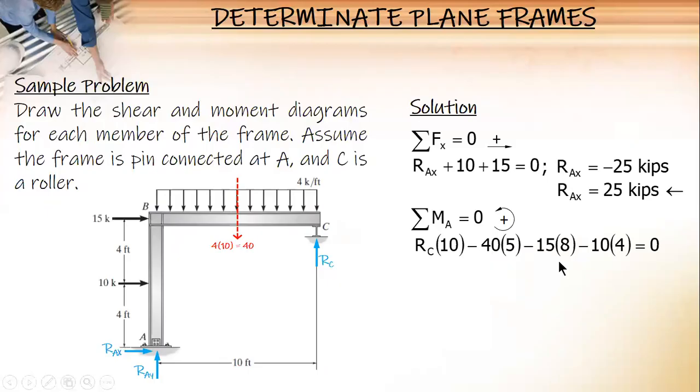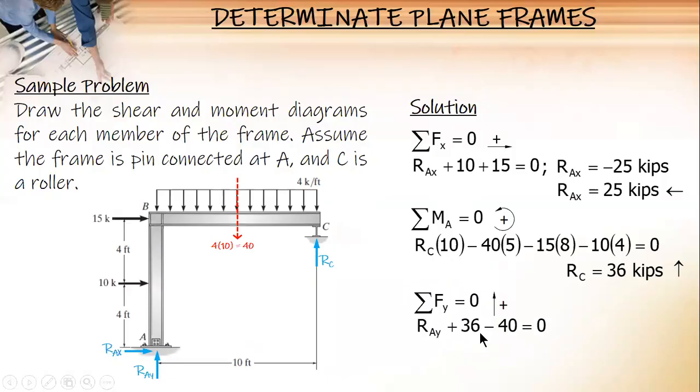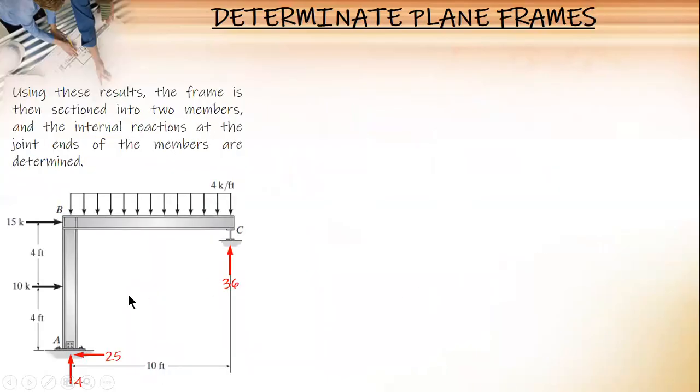And then you solve for RC. It's equal to 36 kips upward. Okay. And then summation of forces in Y, you solve for RAY, it's equal to 4 kips upward. And those are the reactions. So after this, okay, you cut sections, no?